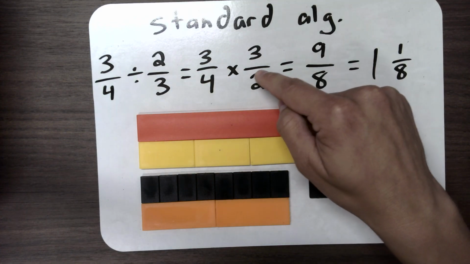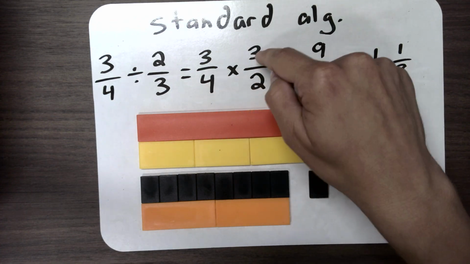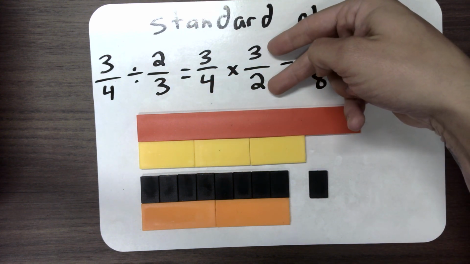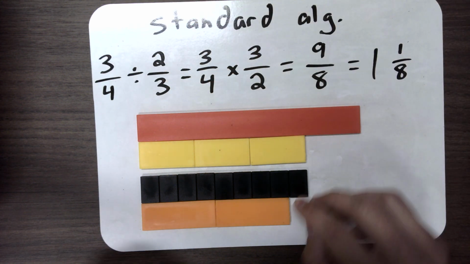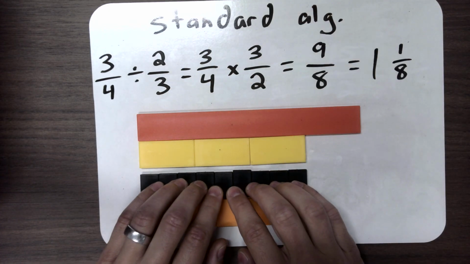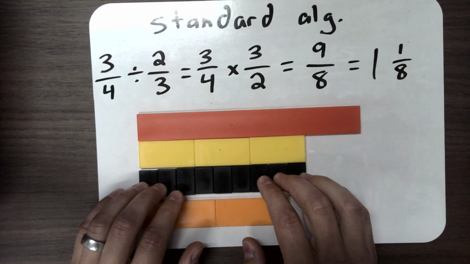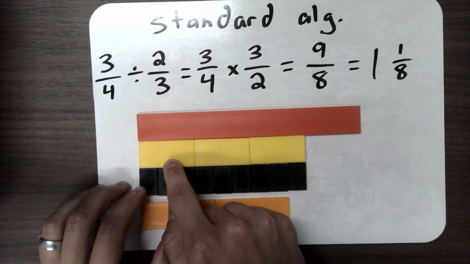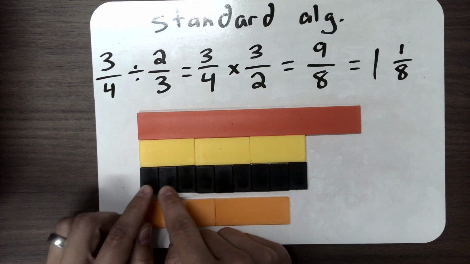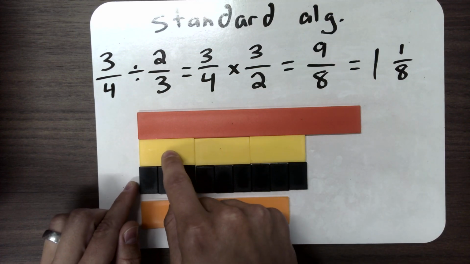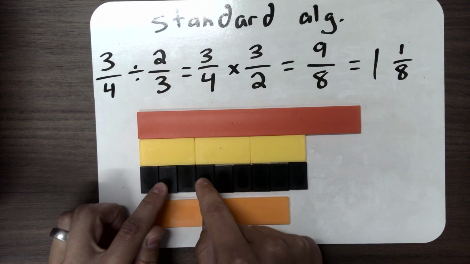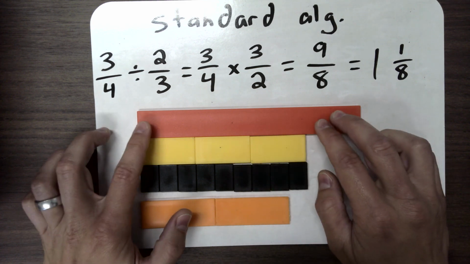Relating this back to the standard algorithm, why are we able to just invert this fraction and then multiply across? If we look at the numerator, the numerator is the number of parts that we have. We used to have 3. We had these 3 yellow pieces. What we ended up doing was, instead of having 1 yellow piece here, we now have 3 black pieces that represent that same length. Same with the second fourth and the third fourth.